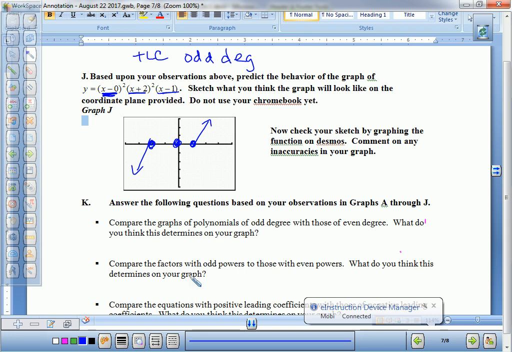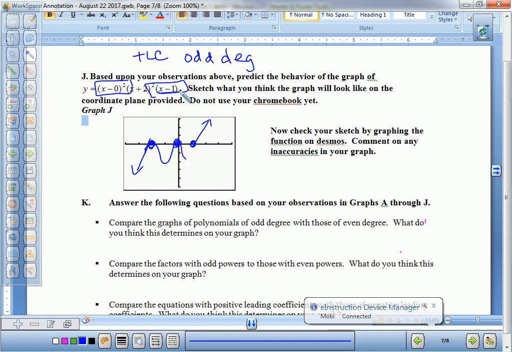So first, plot your x-intercepts. Second, do your end behavior. Third, look at your root behavior at those x-intercepts, at the roots of the equation. Does it bounce, meaning is it tangent, or does it pass through? So at -2, this factor is raised to the second power. So what does it do here? Bounce. Okay? 0. This factor is raised to the second power. What does it do? Bounce.